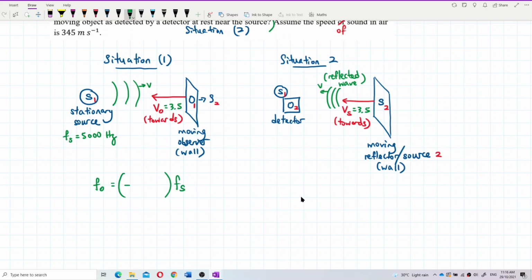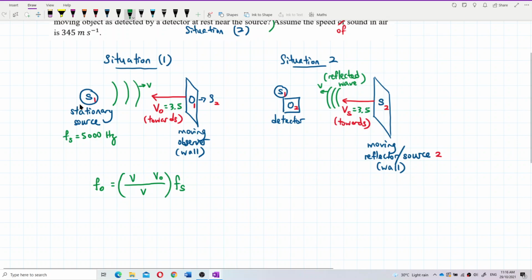So what's the formula? The source is stationary, so we don't have Vs. Below here is just V. At the top we have VO because it's a moving observer, and the observer is moving towards the source.